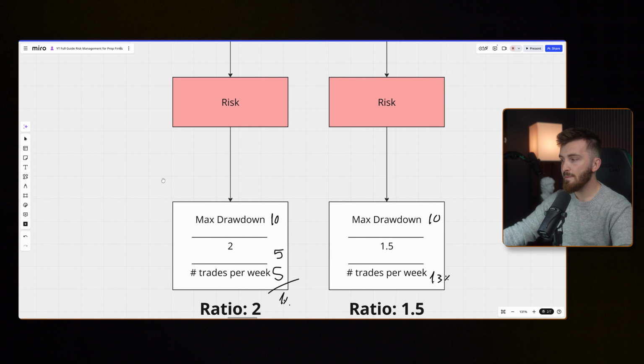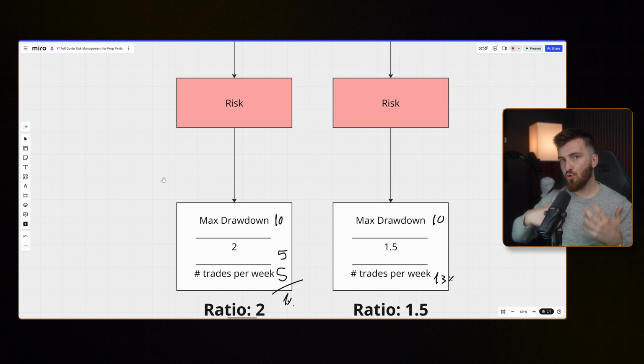So the reason why we are not going into a crazy amount of risk territory yet is that you've never gotten funded or payouts, right? So you want to understand one thing. And this is something that I've understood from a lot of my profitable friends.